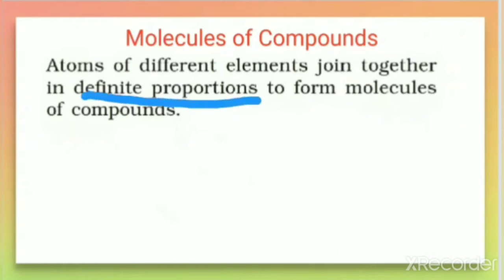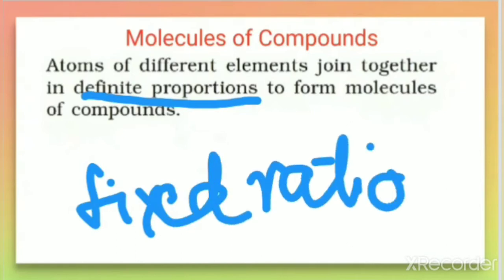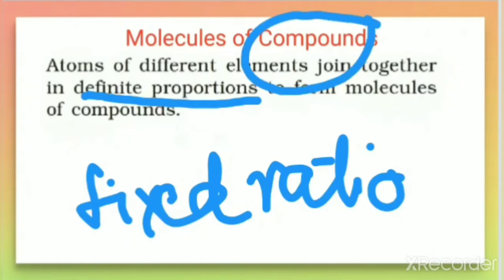Definite proportion means fixed ratio. That means the atoms of different elements are combining in a fixed ratio. The ratio is fixed here. It gives rise to the molecules of compounds. Instead of molecules of compound, we can use the direct word, that is compound. So, in a compound, always the atoms are combined in a fixed ratio.